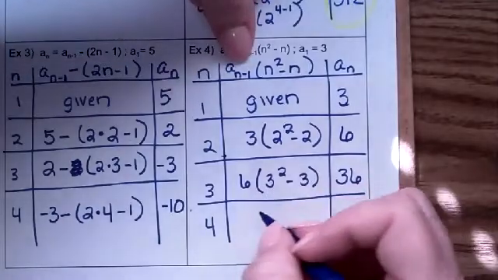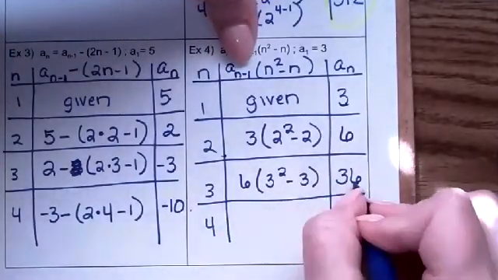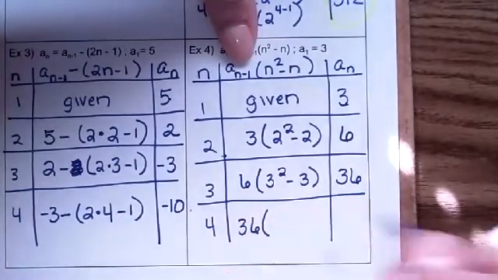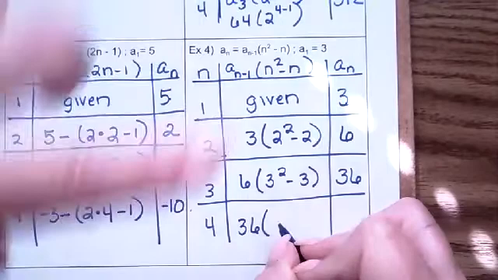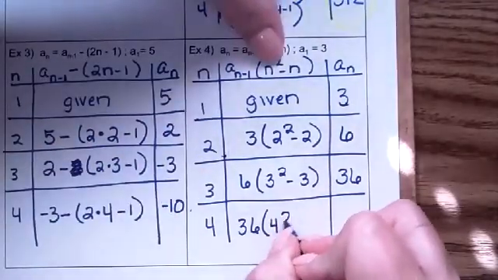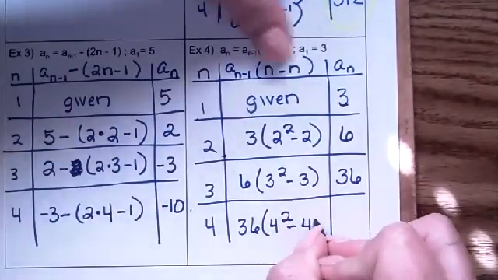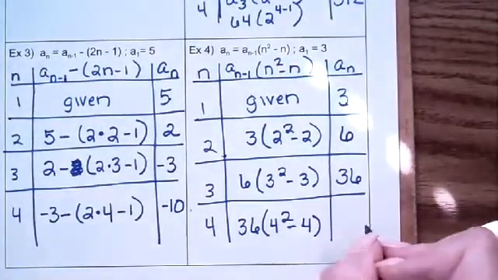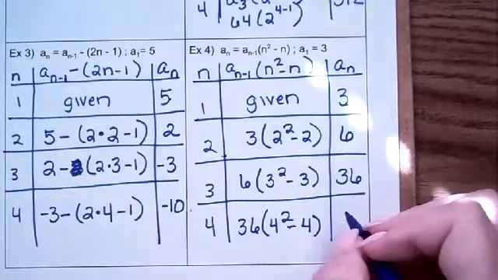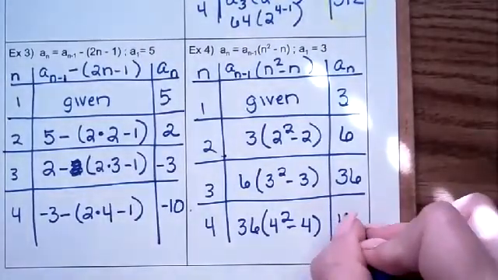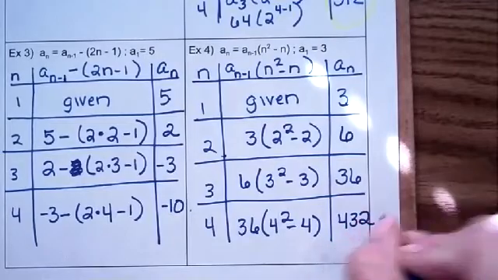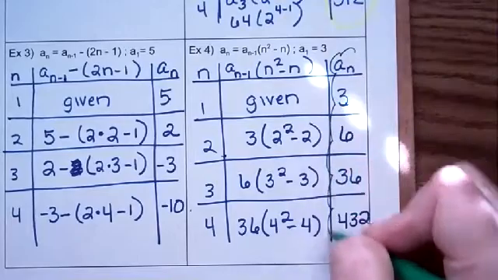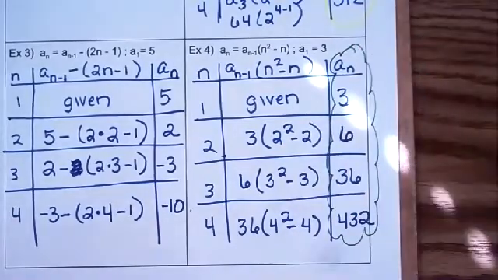Let's go back right here. A sub n minus 1, it means I'm going to use the 36, my previous answer. And then I'm going to have, since n is 4, 4 squared minus that 4. And when I put all that in a calculator, and I did, y'all, because I just didn't want to do that much math in my head, I came up with 432. And again, right here are my first 4 terms.